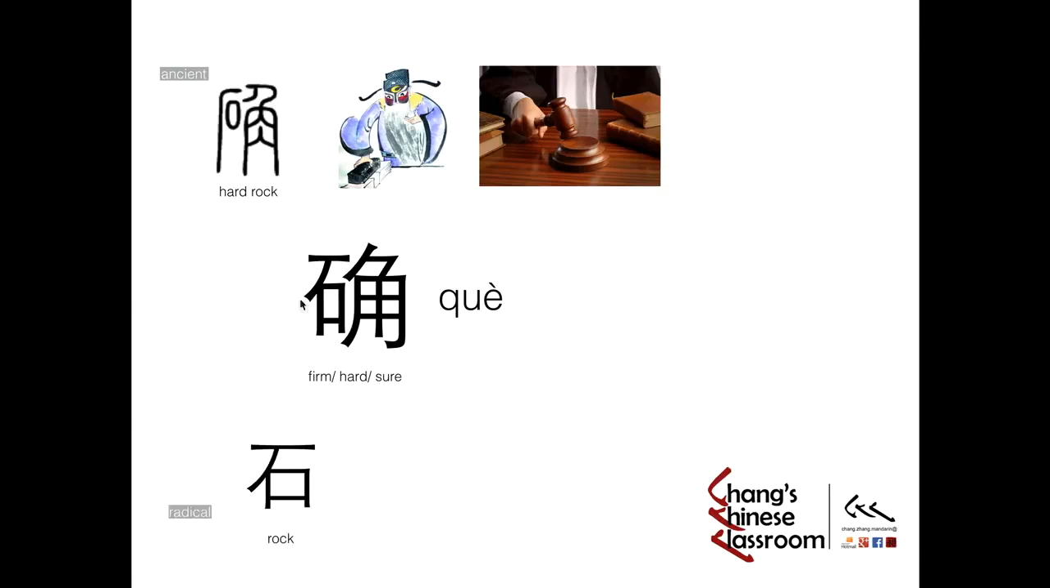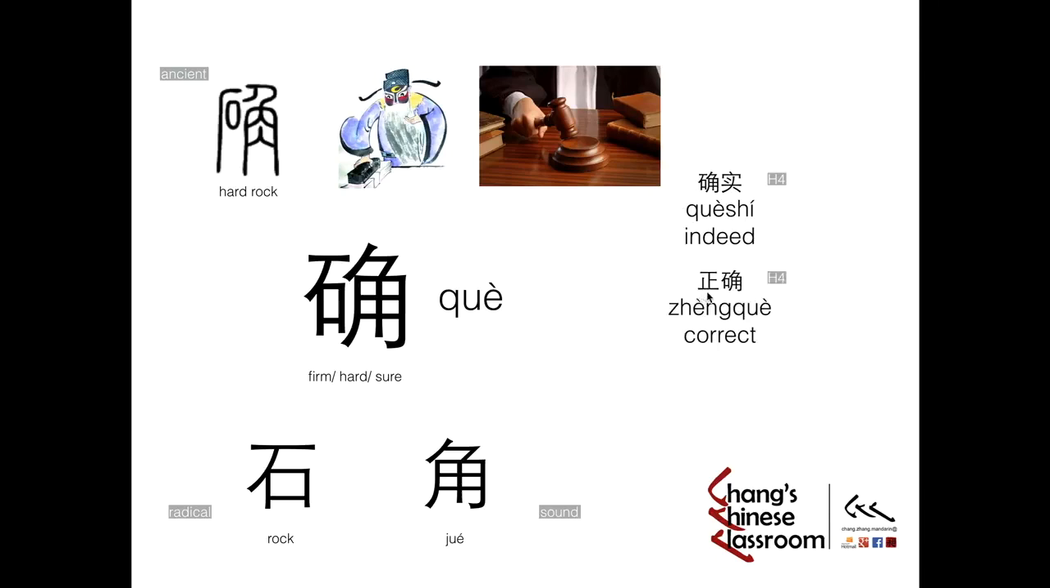Sorry, my pronunciation. The left part is stone, remember, and the right part 绝 represents the sound 确. First vocabulary, 确实. 确 means firm, and 实 means concrete, so together it means indeed, it is true. And this one, 正确, 正 means correct, and firmly correct. And 准确, 准 means accurate or exact, and 准确 means firmly accurate.